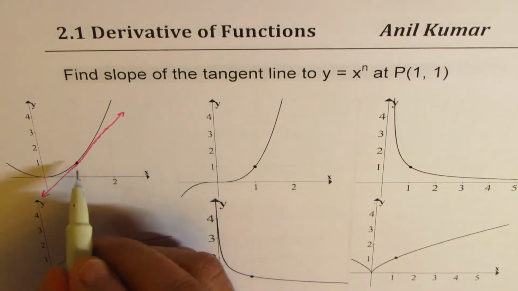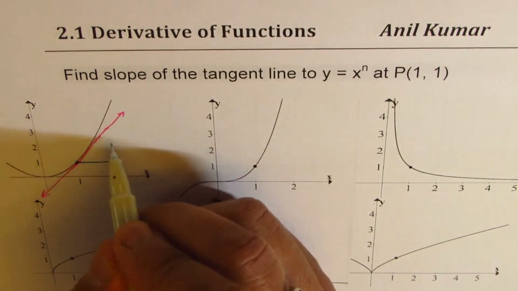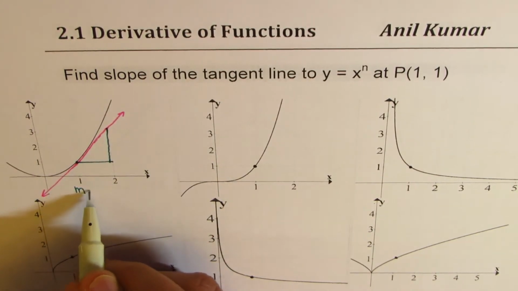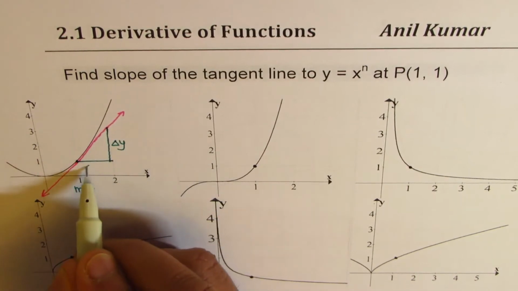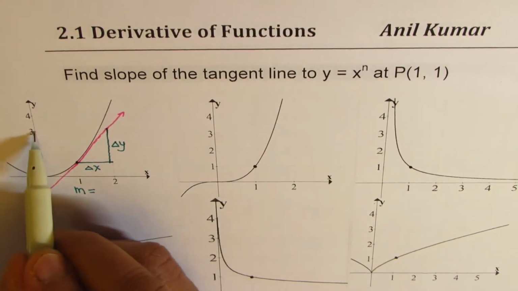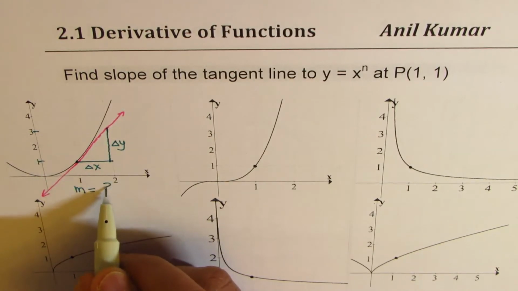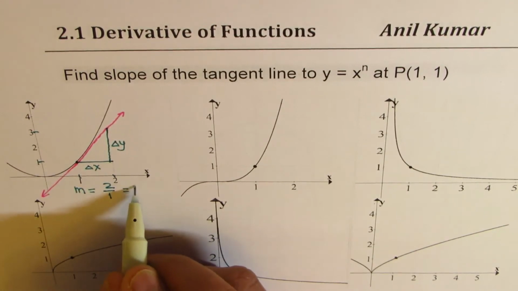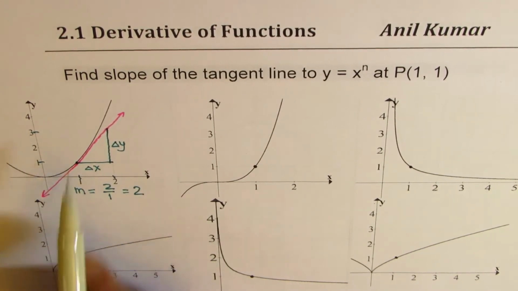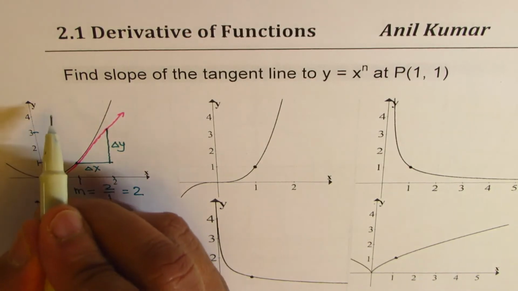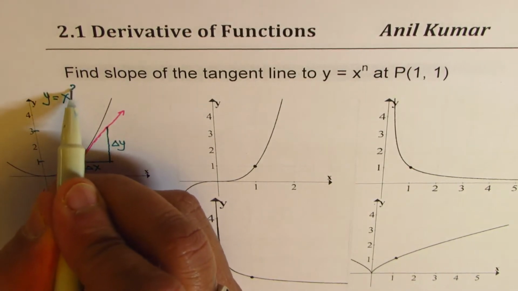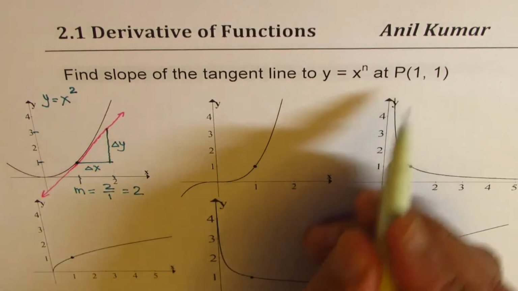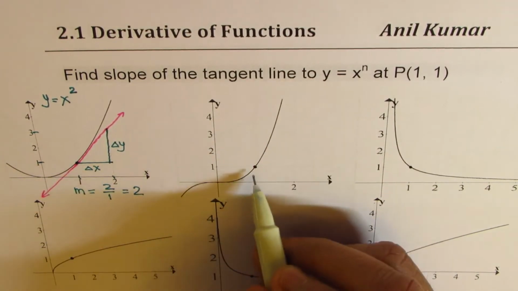And then what we see here is that we can now make a triangle, correct? So this is a good triangle which we have, and from this triangle I can write slope m is change in y over change in x. So the change in y is from 1 to 3, which is 2, and change in x is from 1 to 2, which is 1, and therefore the slope is 2. You will notice that this particular graph is of y equals x squared, and the slope at the point (1, 1) is 2. Now let's get to the next one.